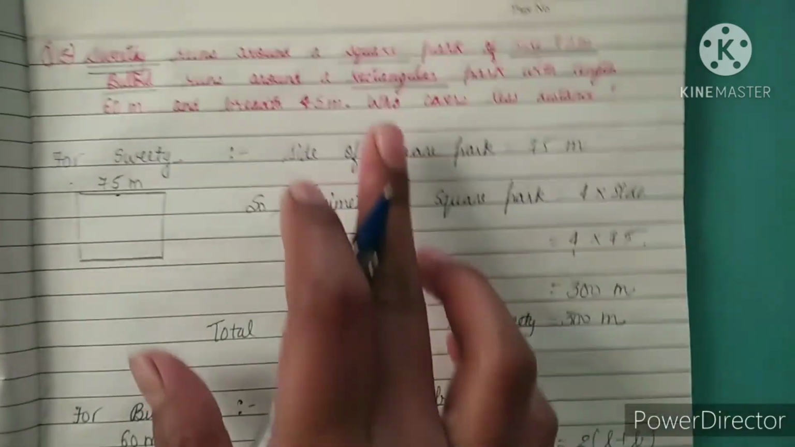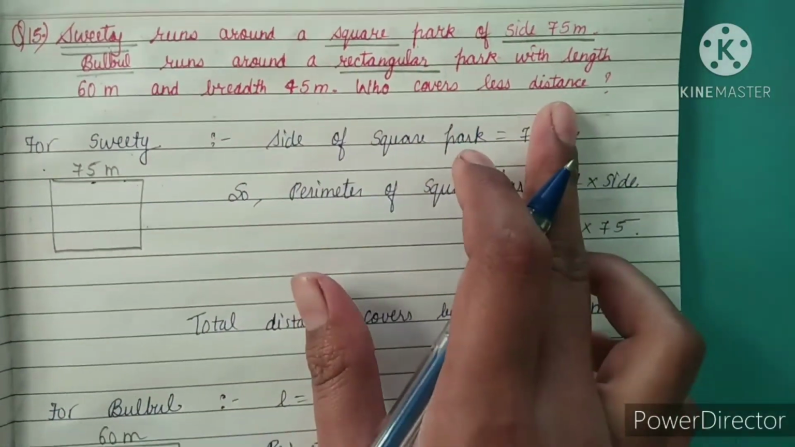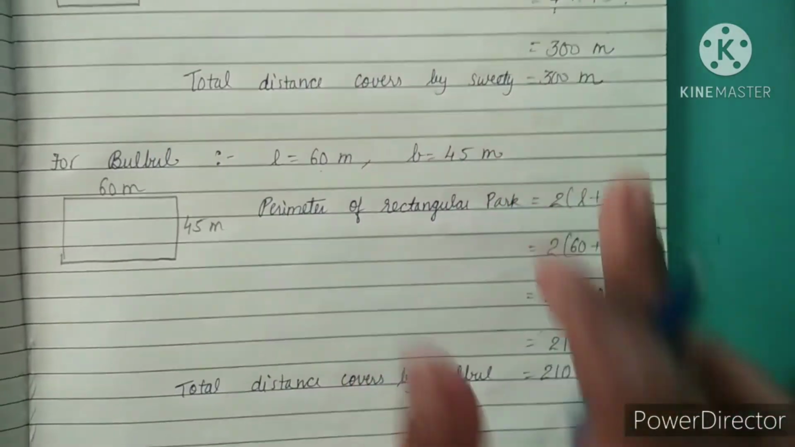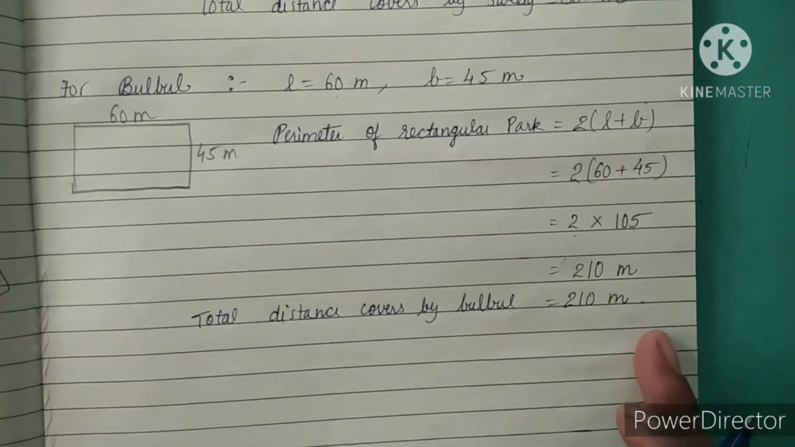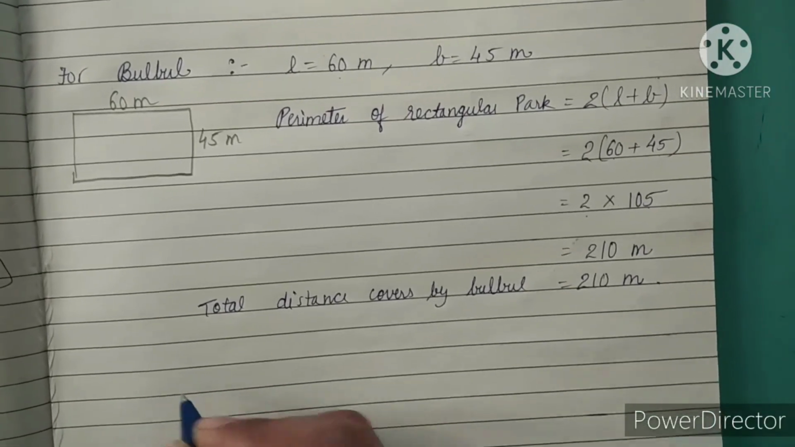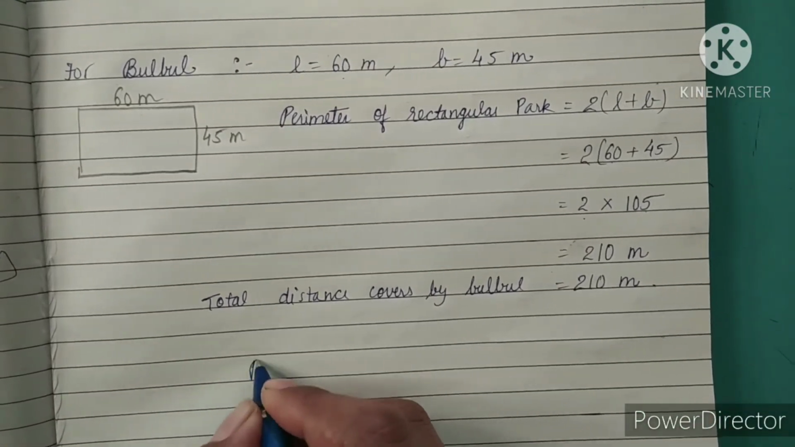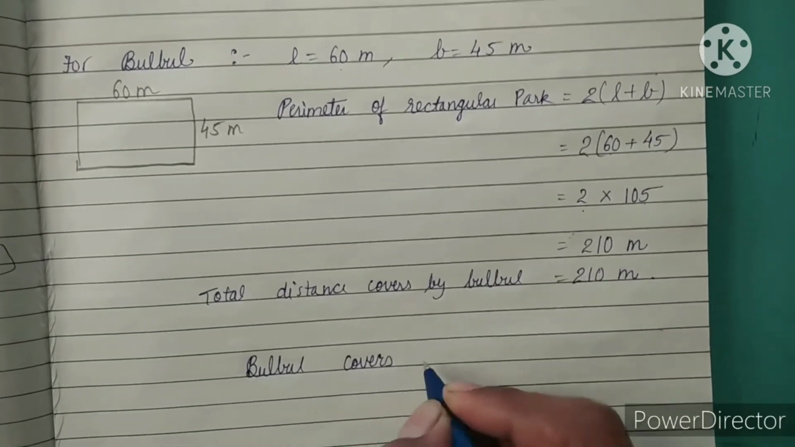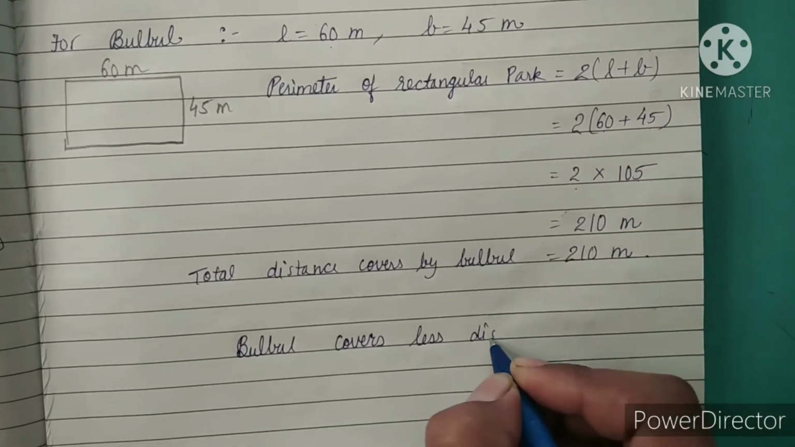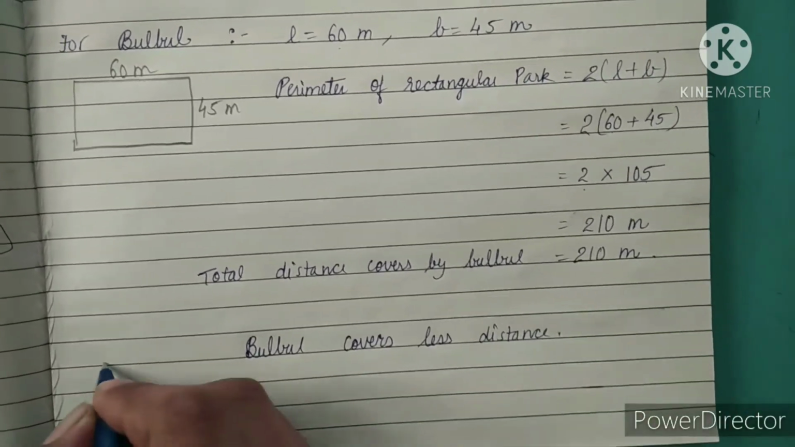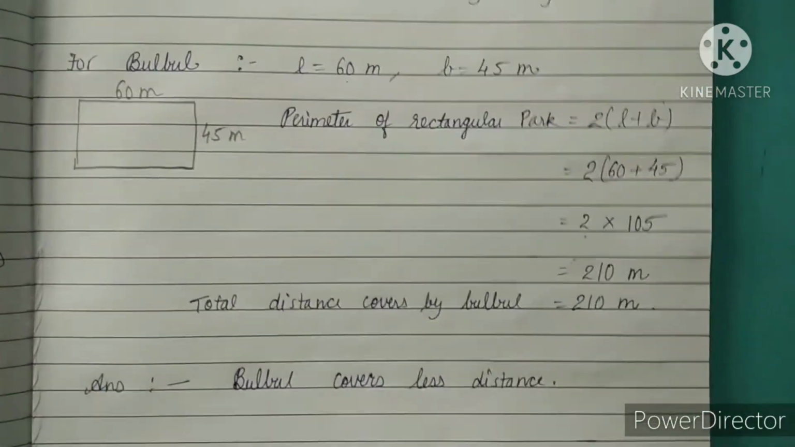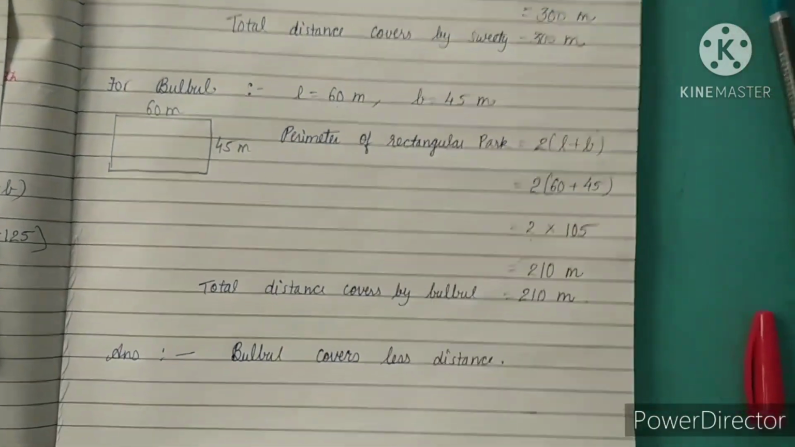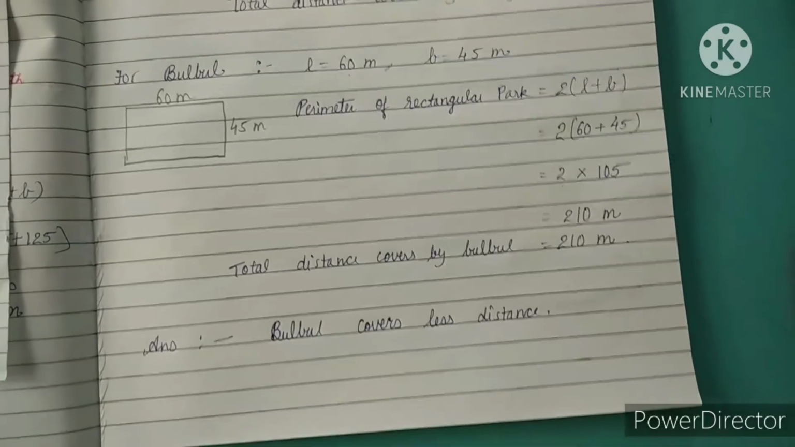So the main question is, who covers less distance? Sweetie covers 300, Bulbul covers 210. Simply we can write here, Bulbul covers less distance. This is the main answer of the question. So here we completed till question number 15. Remaining questions we will see in the next video.